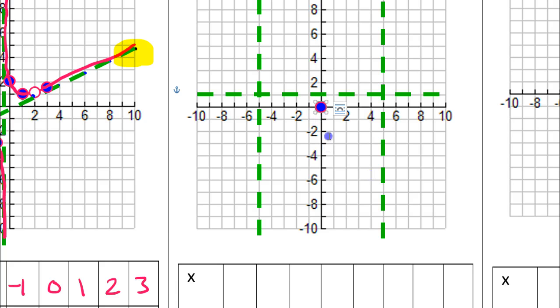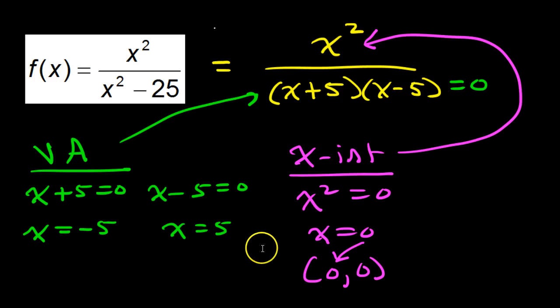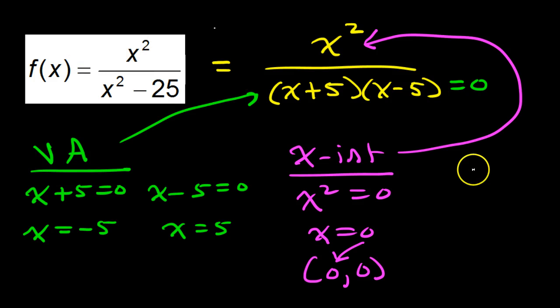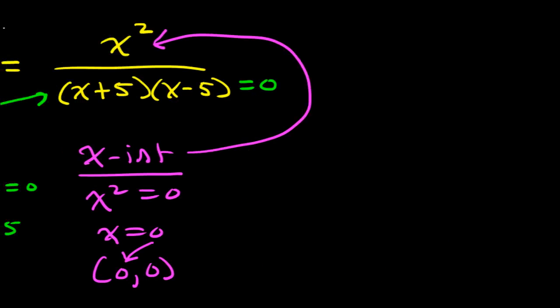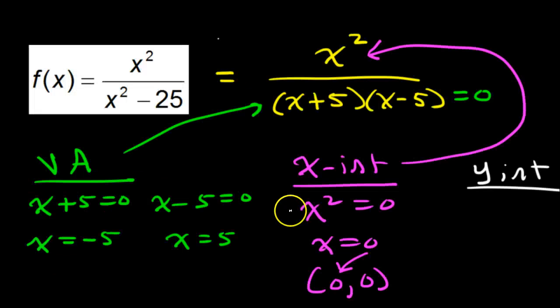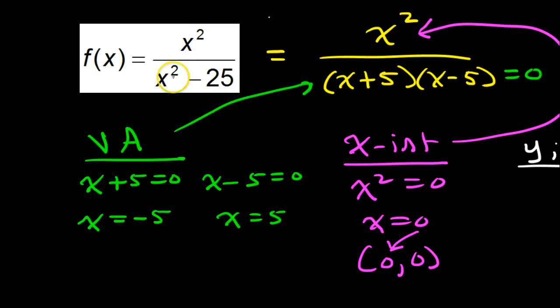Alright, so there's my x-intercept. Now my y-intercept is also going to be 0 comma 0. I know because 0 comma 0 is on the y-axis as well. But in general, let me just follow through. If I wanted to find the y-intercept, you get the y-intercept by plugging in 0 for the x's.